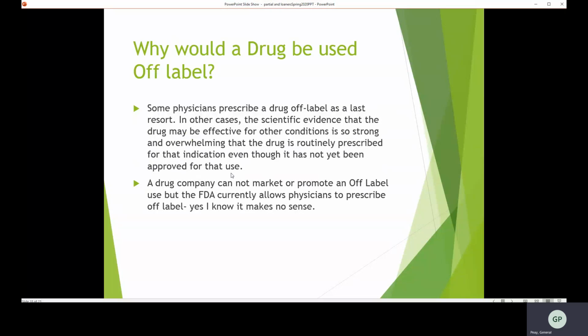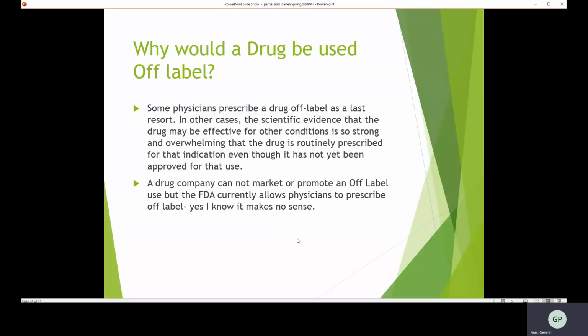So a drug company cannot market or promote an off-label use, and I want you to know this, but the FDA currently allows physicians to prescribe off-label. Yes, I know it makes no sense. So basically what this is saying is that you will never ever see a commercial for Benadryl advertised for sleep because it's not FDA approved for sleep.